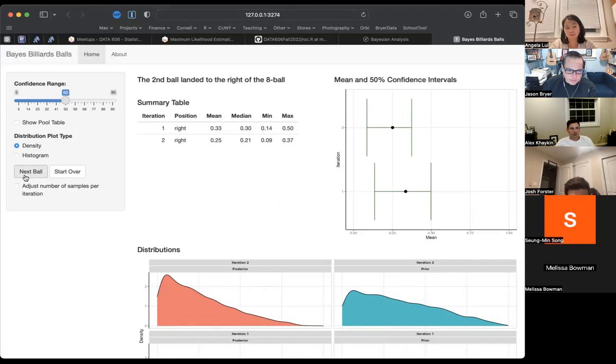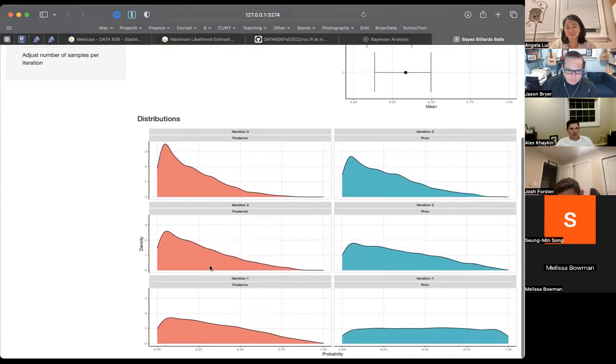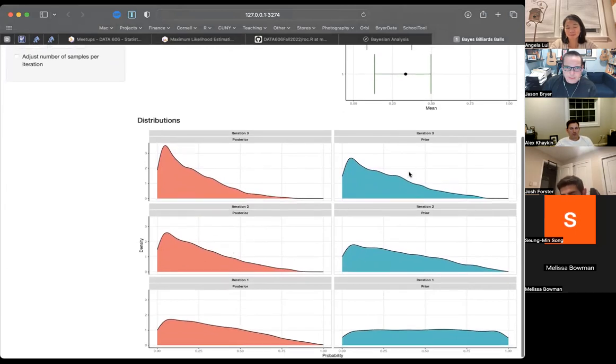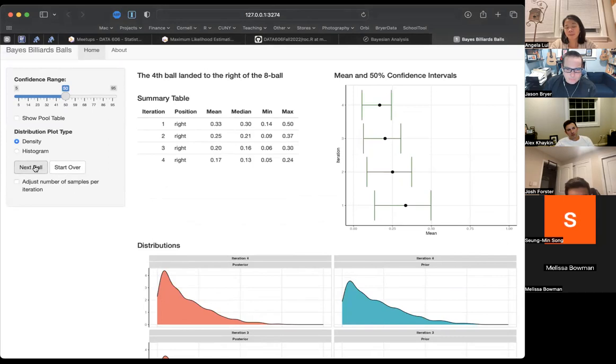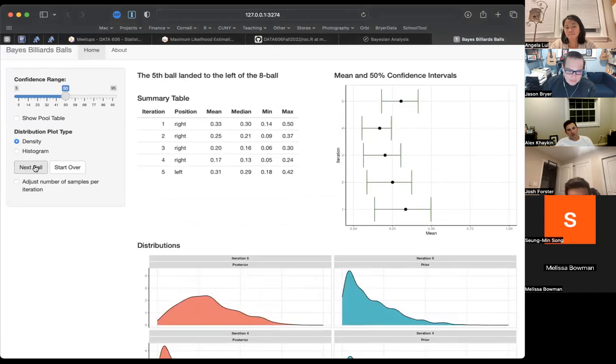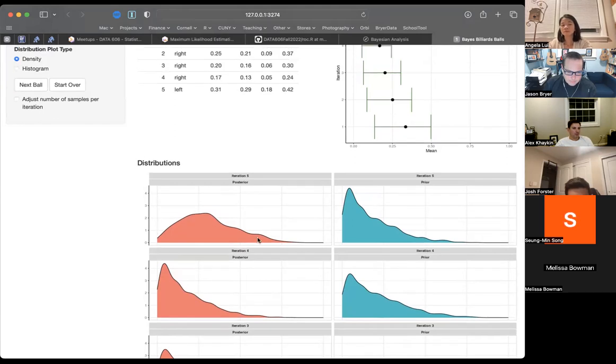Well, we can do it again. It landed to the right again. So I take the posterior from iteration 2, which becomes my prior in iteration 3, run it through my generative function, and now I think the 8 ball is here. Let's go, there's a fourth to the right again. Now on the fifth iteration, it ended up on the left. So on that last iteration, I took the posterior from iteration 4, which became my prior in iteration 5, and now I have this posterior, right?